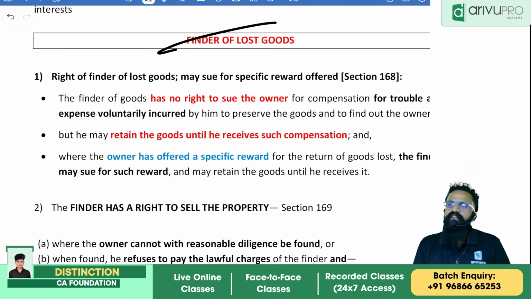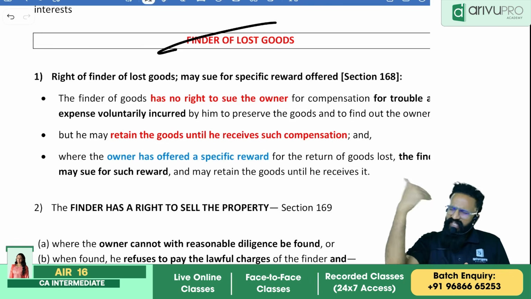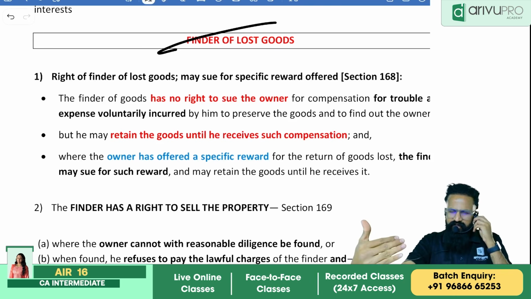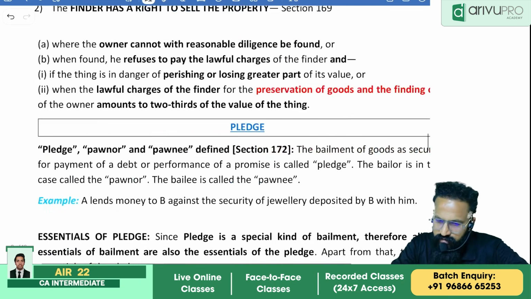Next one is, if it's perishable goods, I have a right to sell it. And if the cost involved in finding the owner is two-thirds of the value of the product, and he is not denying, but he is not agreeing to pay the money either, in such a case, I can sell it and recover my money. Finder of lost goods, remember.